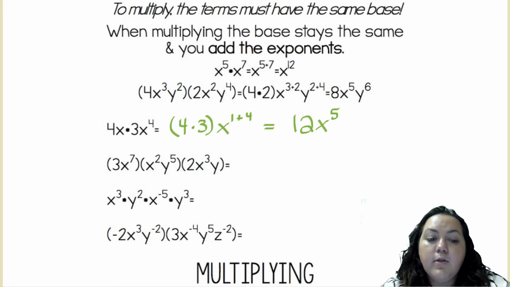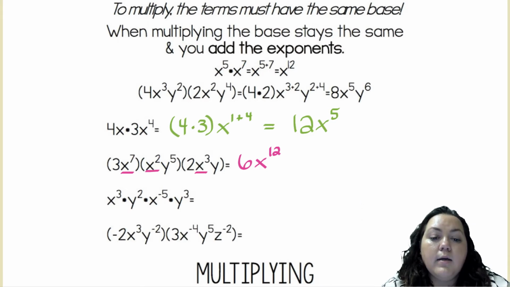In the next one, I have 3x to the 7th times x squared, y to the 5th, times 2x to the 3rd, y. So I'm going to multiply my coefficients. 3 times 2 will give me 6. Do all my x's. X to the 7th, x to the 2nd, x to the 3rd, they're all being multiplied. So when I'm multiplying exponents, I add just the exponent number. So x to the 7, whatever 7 plus 2 plus 3 is. So x to the 12th.